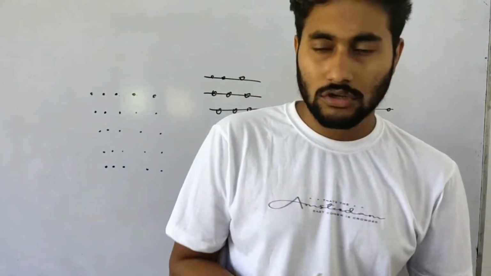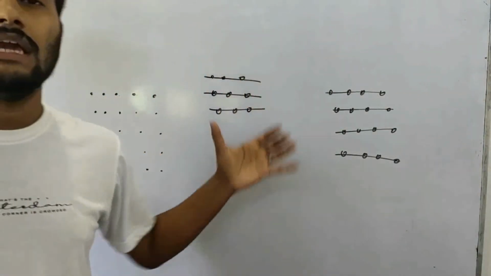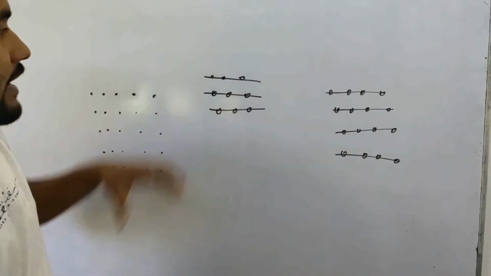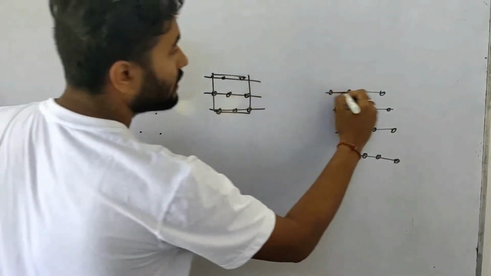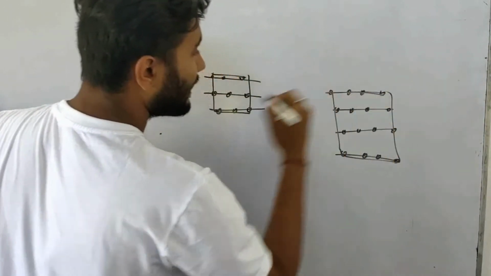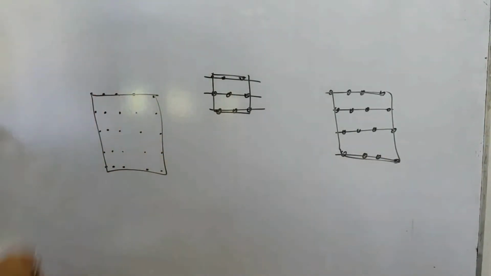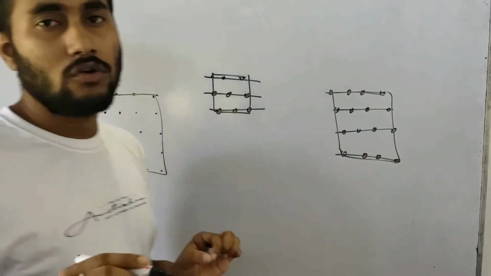Now the question is how to solve. If you see properly, this arrangement will always bring a square. You see, this is a square. 4, here also 4. 3, here also 3. This will always be a square, not a rectangle. 5, 5. This is always a square.